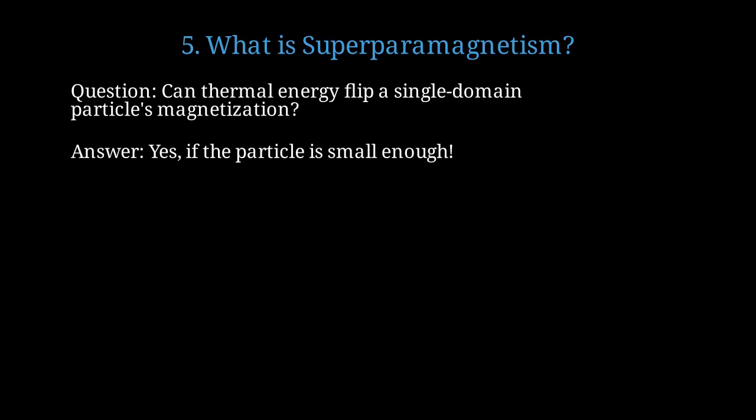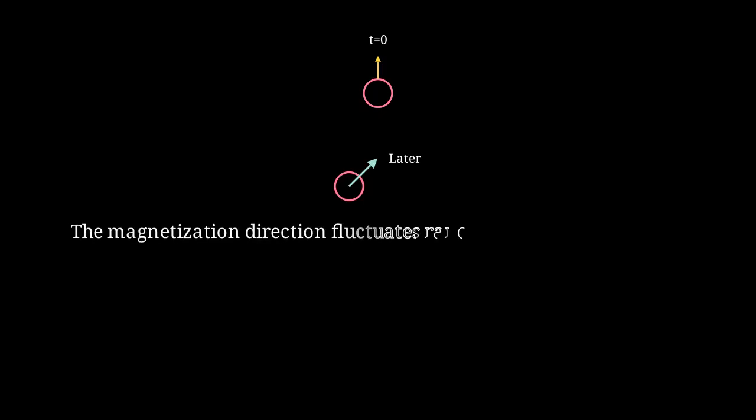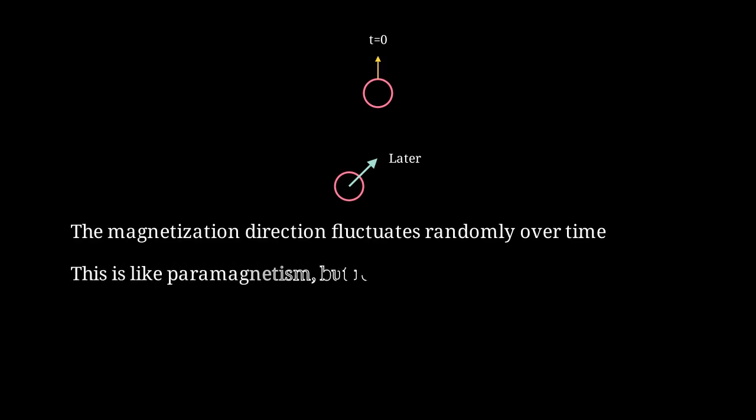This is superparamagnetism. Imagine a single-domain nanoparticle with its magnetization pointing up at time 0. A short time later, thermal fluctuations have caused the entire magnetization to randomly flip to a different direction. The magnetization direction fluctuates randomly between different orientations, driven by thermal energy. This behavior is analogous to paramagnetism in individual atoms, but now it's the entire nanoparticle acting as a single giant magnetic moment.